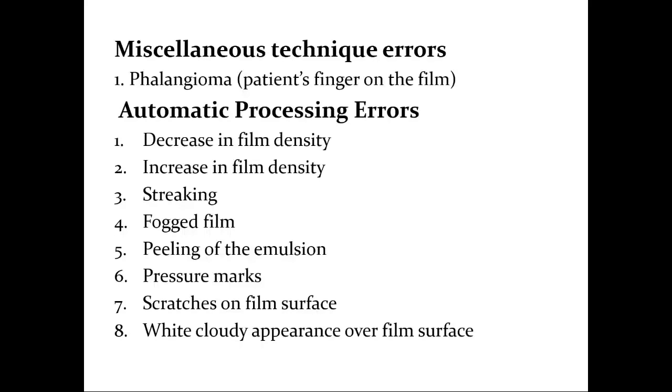And what next is the automatic processing errors. In that again, there is a decrease in the film density, increase in the film density, there's streaking, fogging, peeling of the emulsion, there's sometimes the pressure marks that are seen, also there may be a white cloudy appearance that is observed, scratches on the X-ray film surface itself. All these you can read about from Freni Karjodkar itself under the chapter of faulty radiographs.